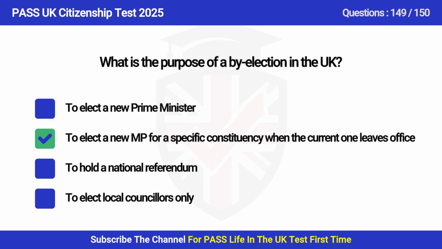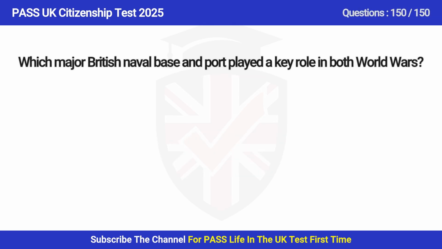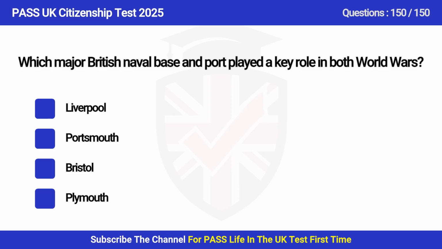Answer is B. To elect a new MP for a specific constituency when the current one leaves office. A by-election is held to fill a vacancy in the House of Commons that arises between general elections, usually due to death, resignation, or disqualification. Question 150. Which major British naval base and port played a key role in both World Wars? A. Liverpool, B. Portsmouth, C. Bristol, D. Plymouth.